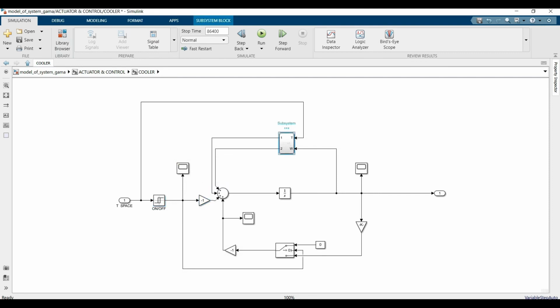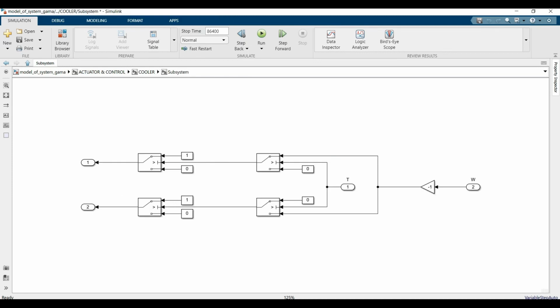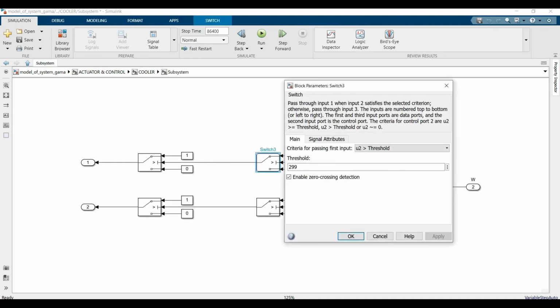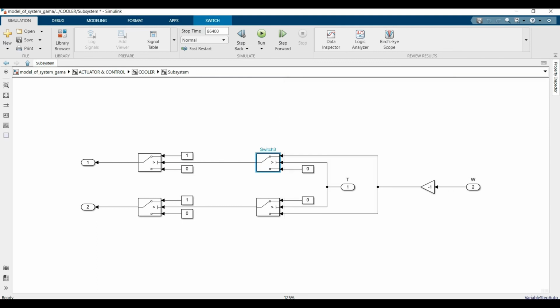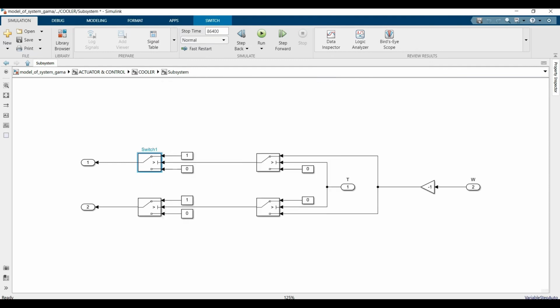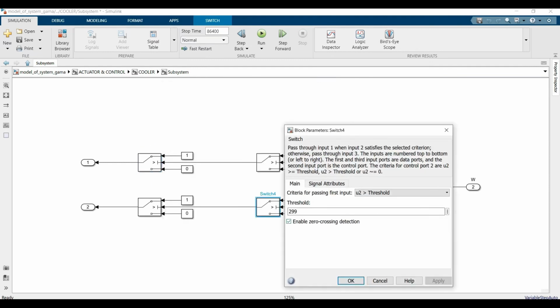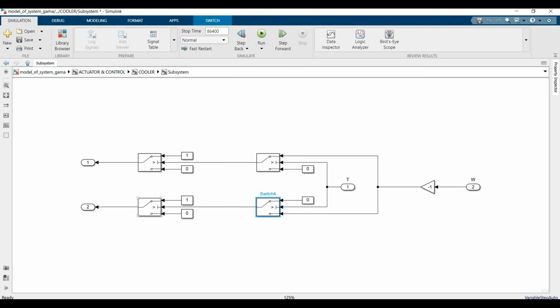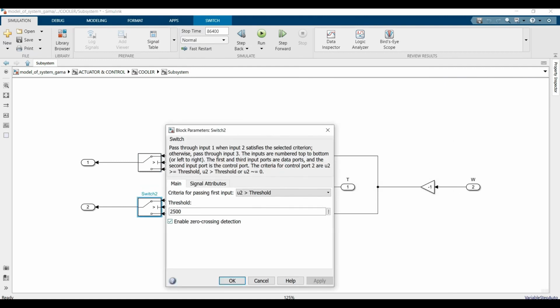This part determines the upper limit of the generated heat. In this part, if the temperature is higher than 299, the upper limit is 3000 watts, and if it's lower than 299, the upper limit is 2500 watts.